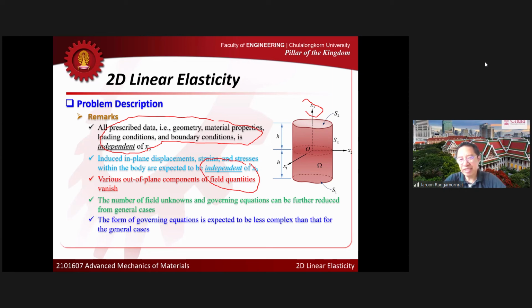Also, because the field quantities are expected to be independent of X3, the derivative with respect to X3 should disappear in the governing equation, right? So now we expect that the number of terms that appear in the governing equation should be reduced. The form should be less complex and involve fewer terms in the equation, right? So we hope that will make things simpler.